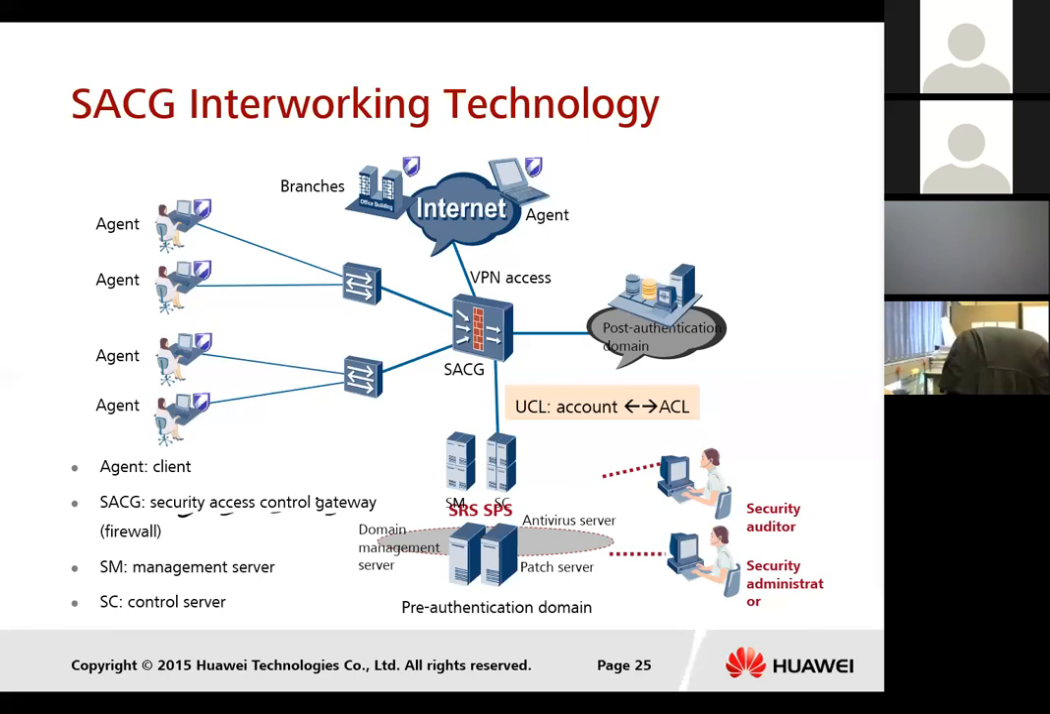So I have all the different agents here. The agent is just included as a client. I have my branch office, and I have an agent throughout the internet. This is my local network, and that is all my servers. I have my management server, control server, a patch server, antivirus server, and domain management server. I have a post-authentication domain.